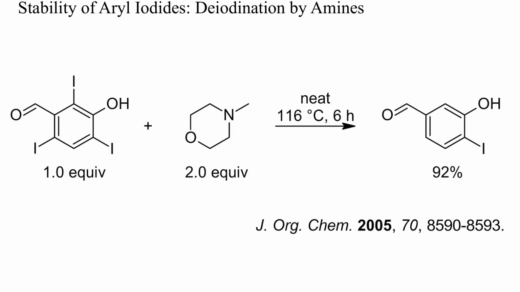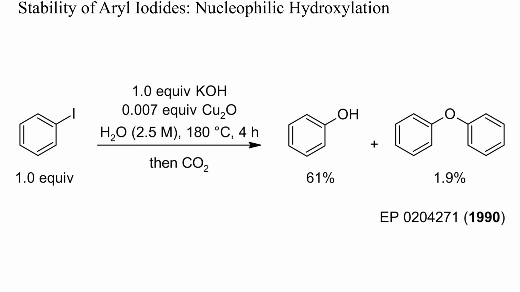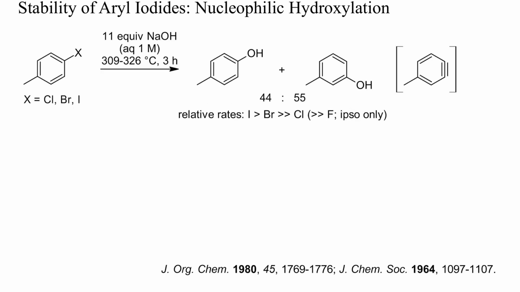Iodophenols are particularly reactive. Here, a triiodophenol was reduced to a monoiodide by heating with a tertiary amine for 6 hours. Aryl iodides do not undergo aromatic nucleophilic substitutions by an addition-elimination mechanism, but via arynes or with the aid of some transition metal. In this example, iodobenzene was hydrolyzed with potassium hydroxide and catalytic copper oxide at 180 degrees Celsius. Without catalyst, a much higher temperature is required, and arynes are formed as intermediates.